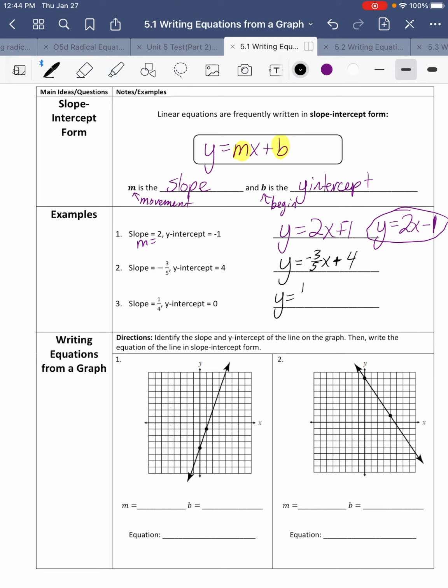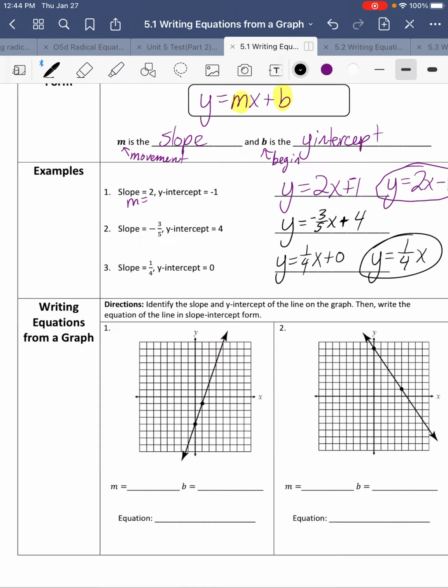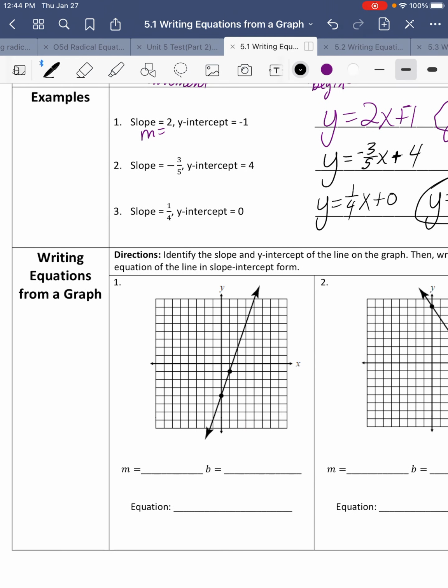Our next problem, we have y equals the slope is 1/4 x plus 0. Now this is an okay answer, but adding 0 to something doesn't change it, so we're going to simplify that, and it's going to go away. So it's just y equals 1/4 x. All right, let's take a look at these bottom ones.